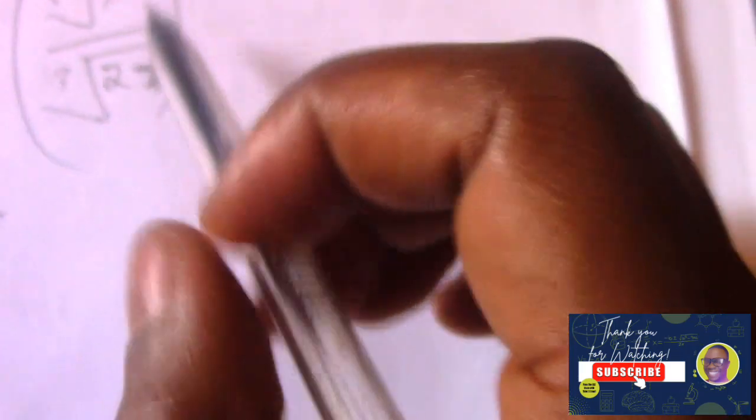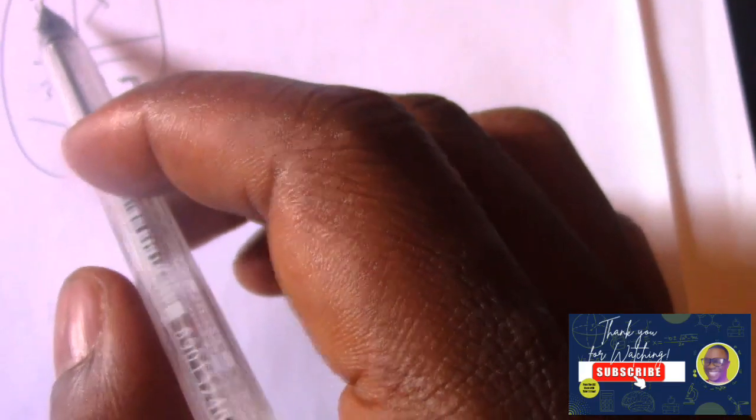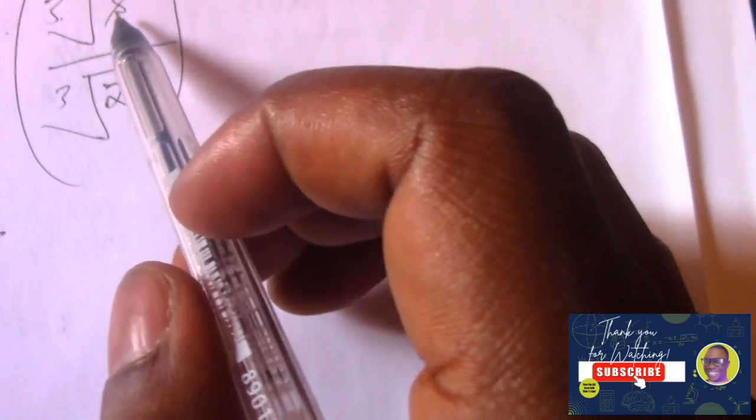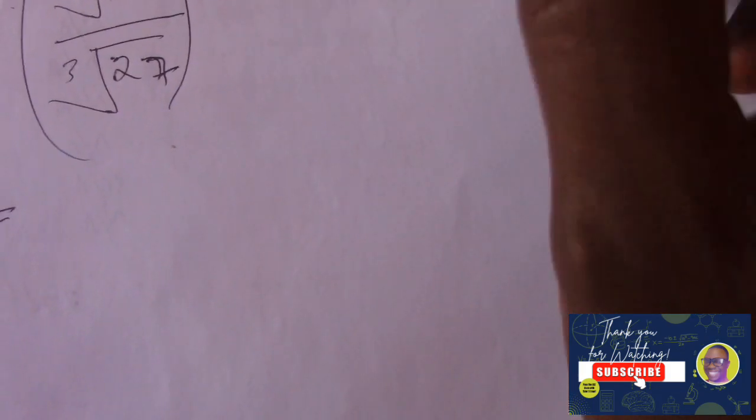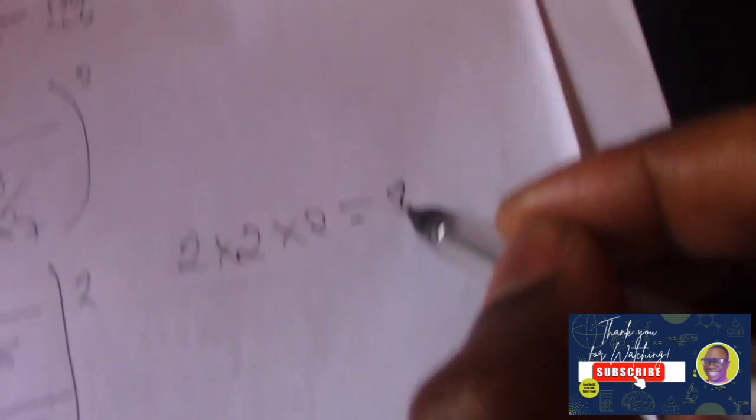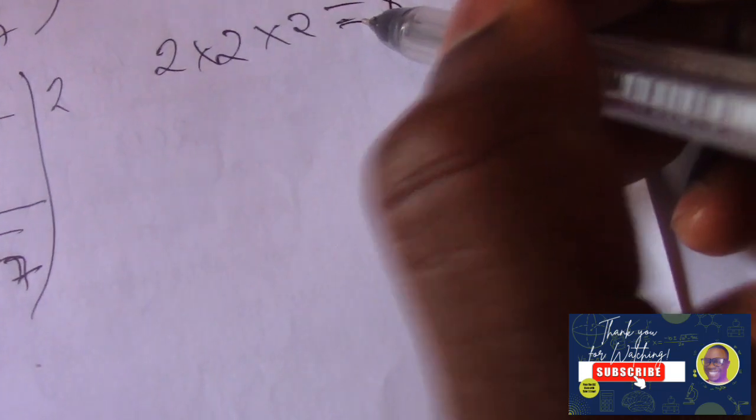Now what are we looking at here? We are looking at the cube root of 8, meaning the number that we can multiply 3 times and it gives us the value of 8. What is that number? The number is 2. Let's see: 2 by 2 by 2 gives 8.